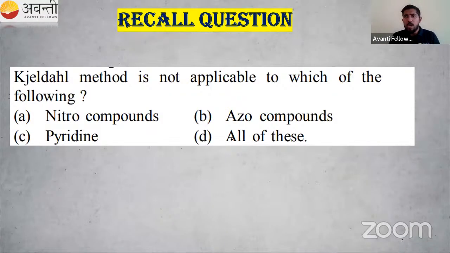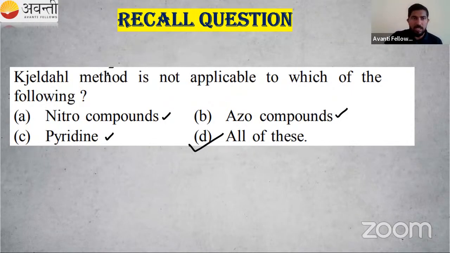So technically everything is fine. This is based on the last class for recall. Let us read the question. Kjeldahl's method is not applicable to which of the following? We studied this point in the last class: nitro compounds, azo compounds, pyridine. Which is the correct answer? You two friends, you can give me the correct answer in the chat box. Kjeldahl's method is not applicable for nitro compounds, for pyridine, for azo compounds. So what is the correct answer? That is all of these.